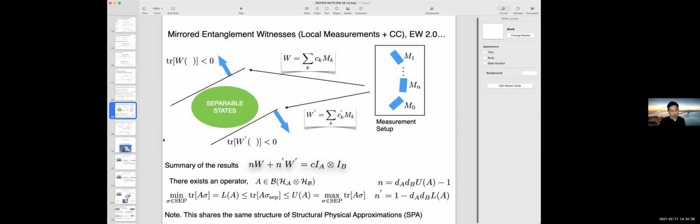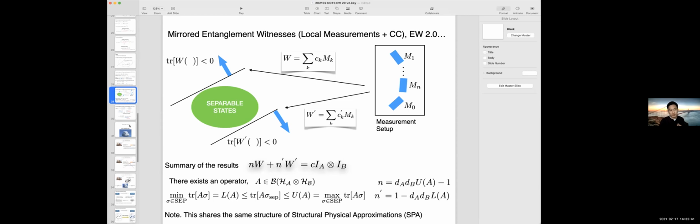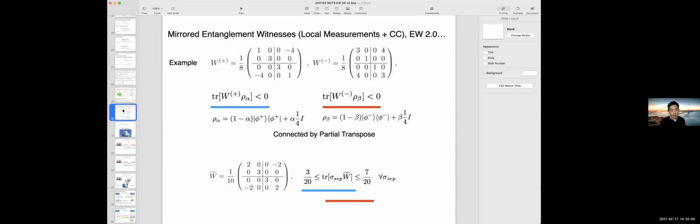So if you give me one entanglement witness, I can generate another entanglement witness for free, and I can compress these two expressions into a single line, so that once I estimate this number, I have two chances of detecting an entangled state using both the lower and upper bound. Okay? And now I can give an example.